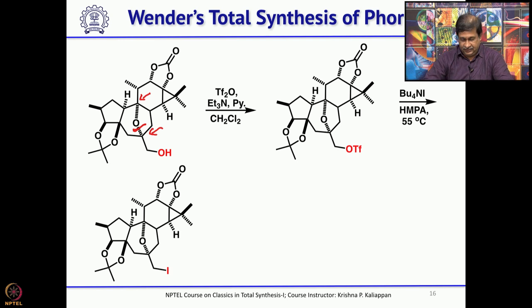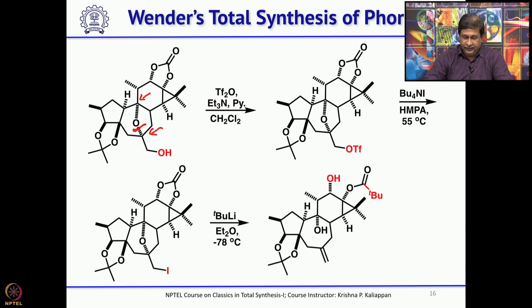So for opening this oxygen bridge, he treated with tertiary butyl lithium. So the tertiary butyl lithium, what will happen? This will exchange with tertiary butyl lithium to form the corresponding lithio derivative. Then that can open up this bridge to give the exocyclic double bond and the hydroxyl group. Okay. So that was the idea, but at the same time what happened, the tertiary butyl lithium added to the cyclic carbonate also. Okay. It added and he got this ester.